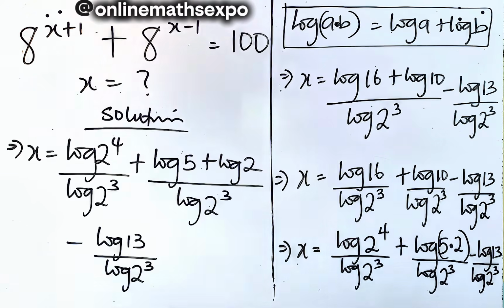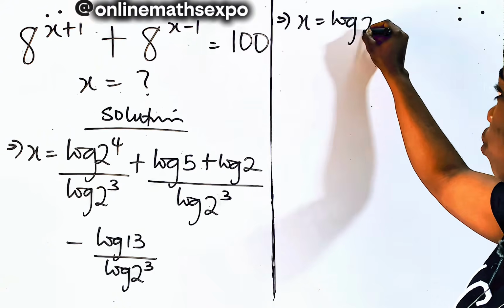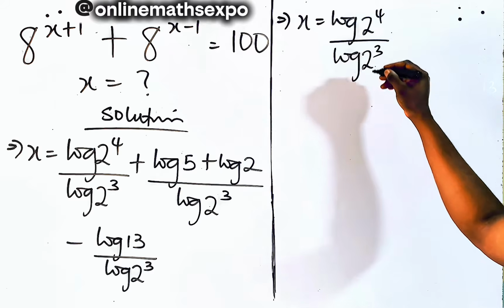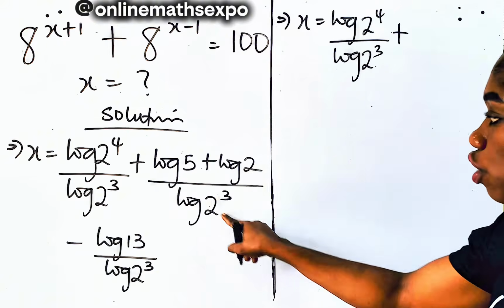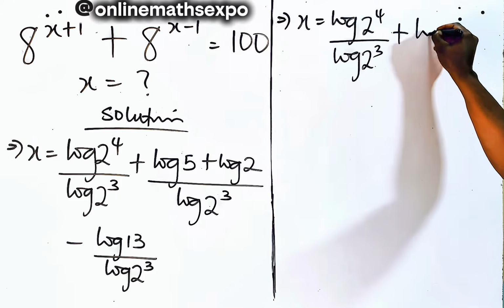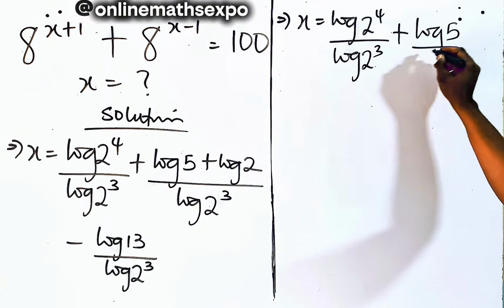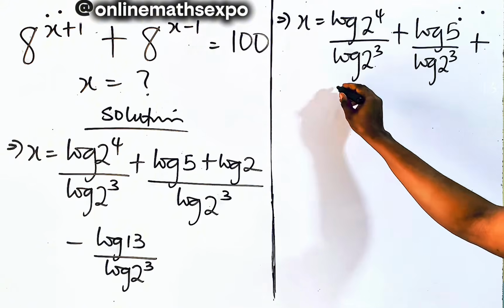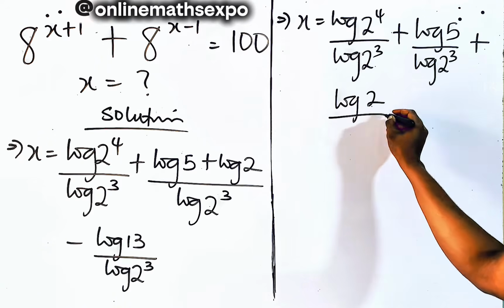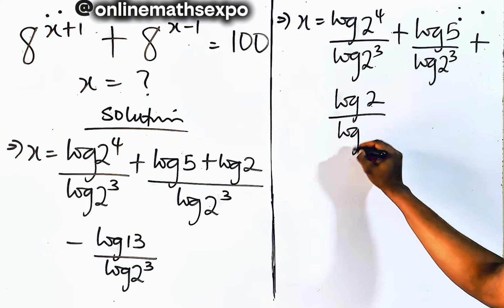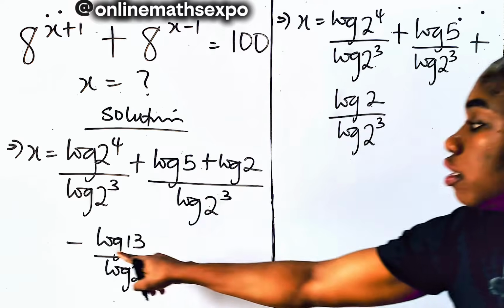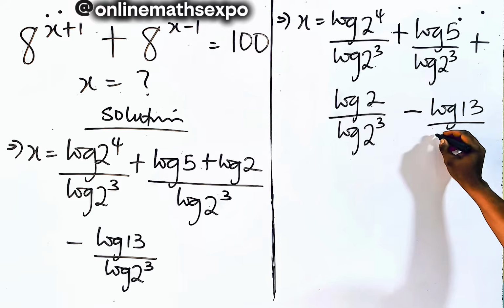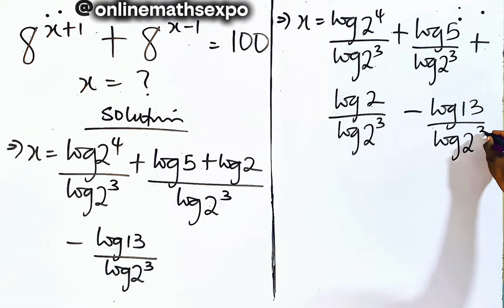Keep simplifying. x is log of 2 to the fourth power divided by log of 2 to the third power, plus, use this to divide each numerator. So you have log 5 divided by log 2 to the third power, plus log of 2 divided by log of 2 to the third power, then minus log of 13 divided by log of 2 to the third power.